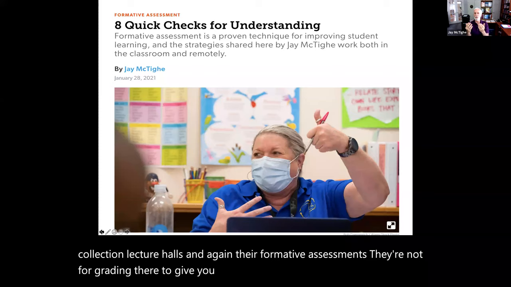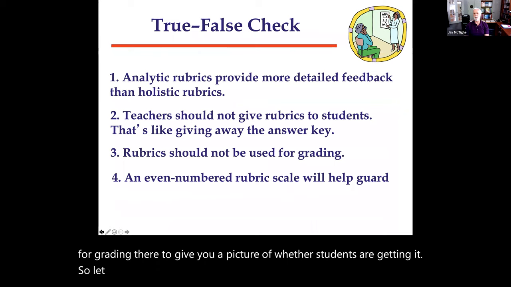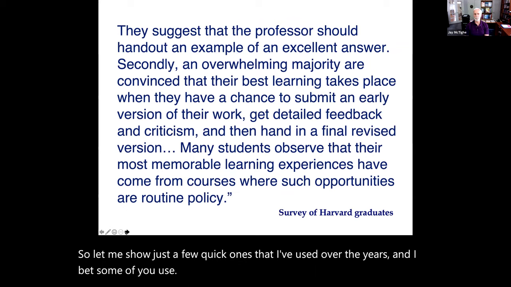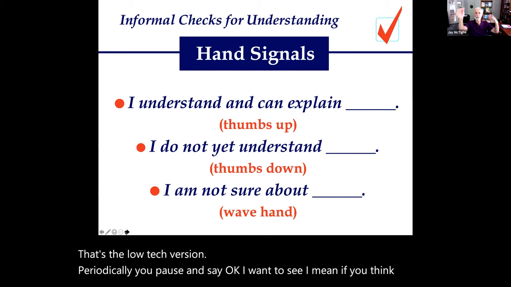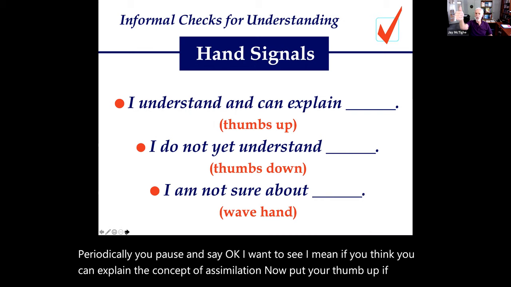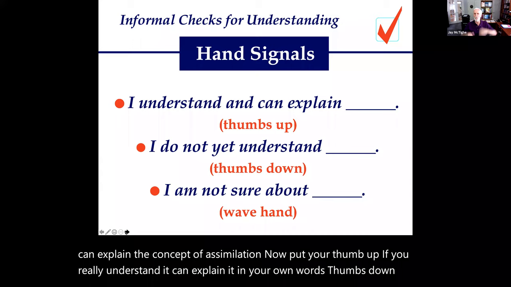So let me show just a few quick ones that I've used over the years, and I bet some of you use. Sorry, here we go. So a simple thing is hand signals. That's the low-tech version. Periodically, you pause and say, okay, I want to see how many of you think you can explain the concept of assimilation now. Put your thumb up if you really understand it and can explain it in your own words. Thumbs down if you know you can't. And if you're unsure, you can wiggle.